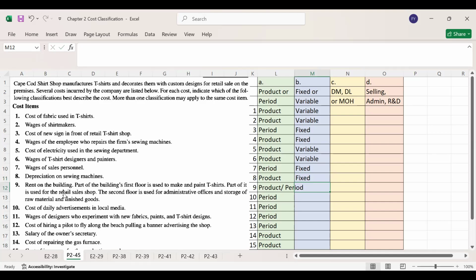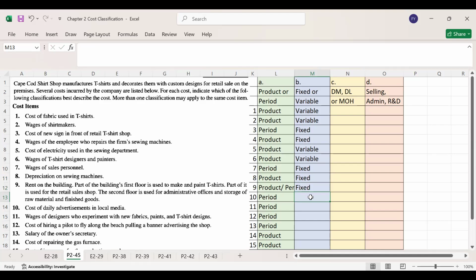The rent on building, part of the building is used for making t-shirts, whereas part of the building is used as a retail shop and part of the building is used as administrative offices. So simultaneously, the rent of the building is fixed. If it is used for production or whatever, the building rent cost is fixed.